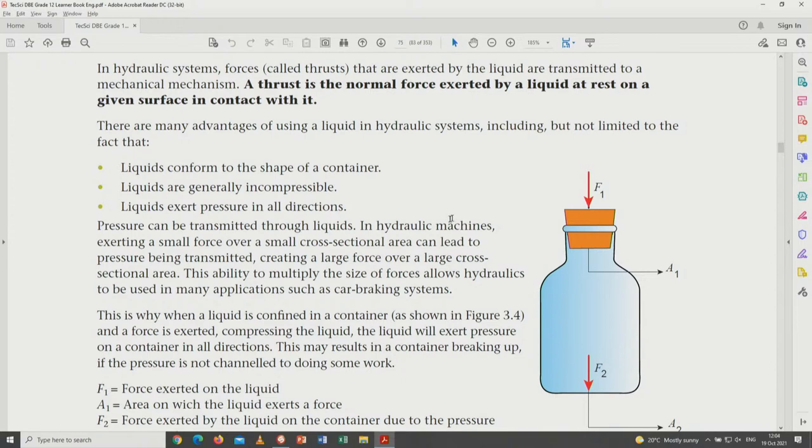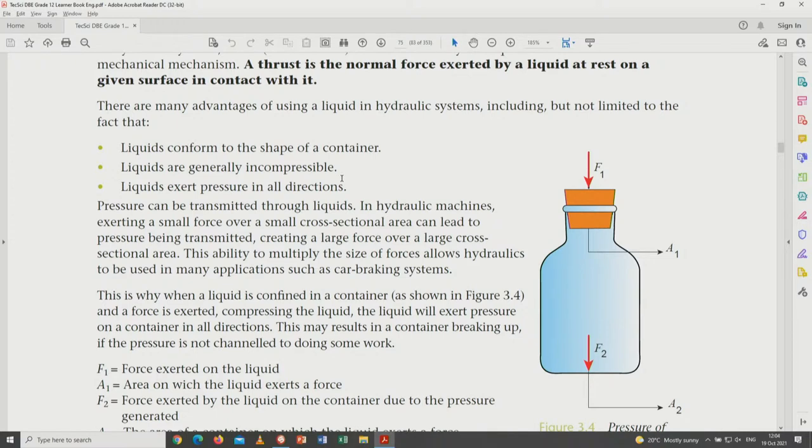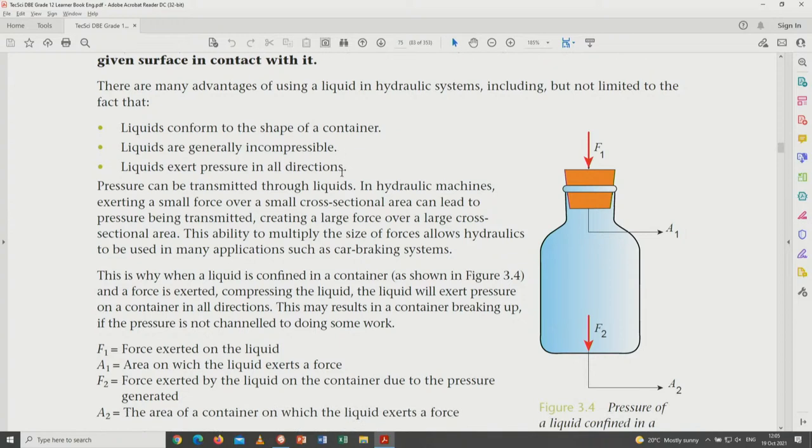The advantages of using liquids in hydraulic systems are based on the fact that liquids conform to the shape of the container. So if you make a cylindrical container, then a liquid will take the shape of that cylindrical container. I think this is knowledge that you have from as far back as primary. Liquids are generally incompressible. In other words, when you compress a liquid, the particles don't move so close together, as opposed to gases, because in gases the spaces between the particles are much bigger. So this makes liquids easy to use in hydraulics.